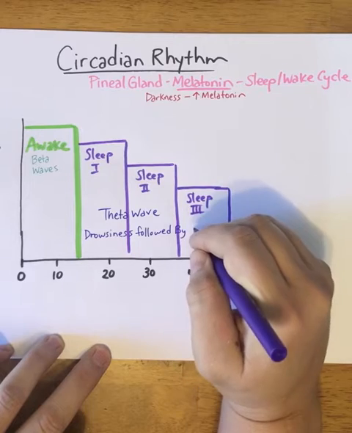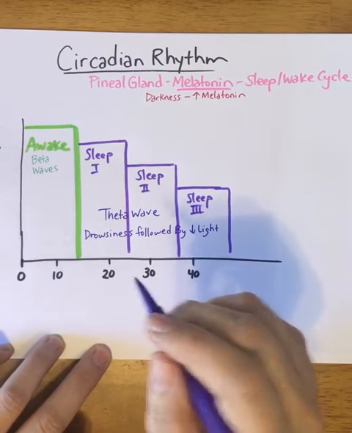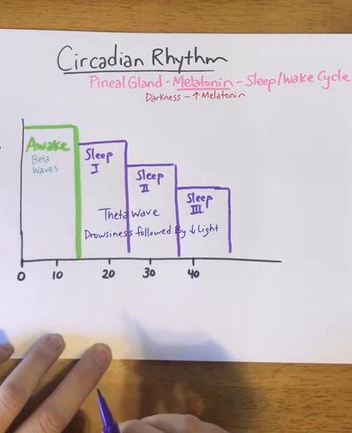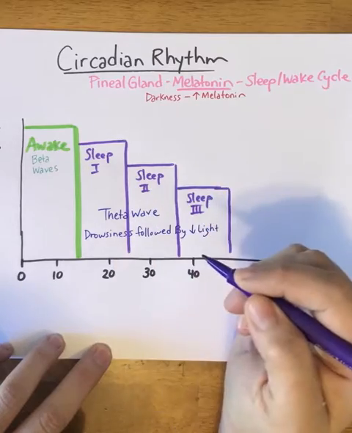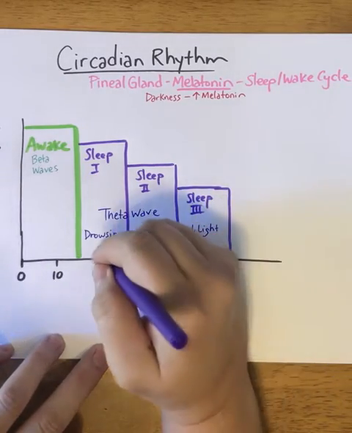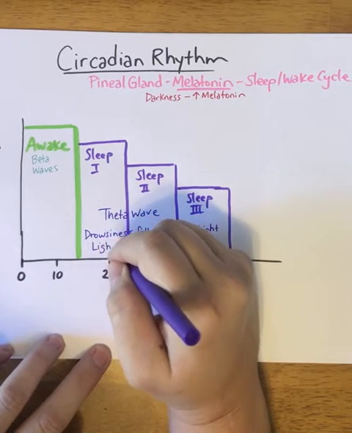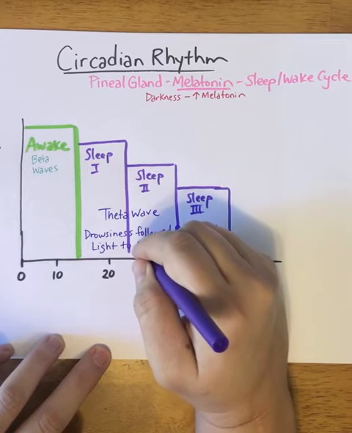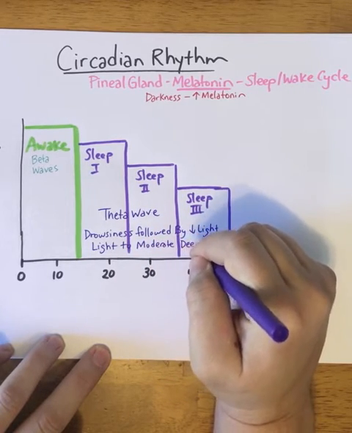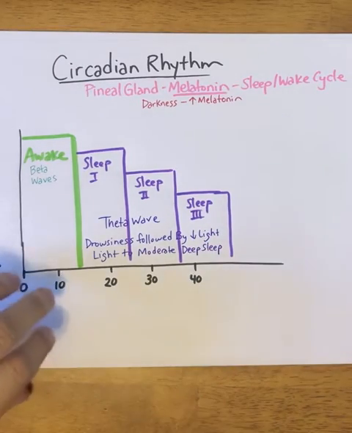followed by decreased light in the day, and it's basically going to take you to deep sleep, moderate deep sleep, because deep sleep is on the lower end. So you're not in very deep. 40 minutes in, you're not in very deep.